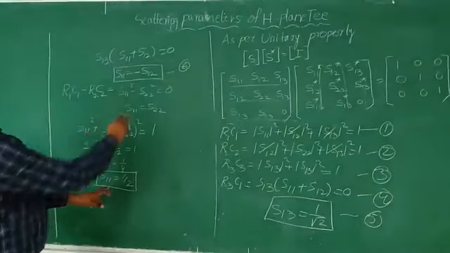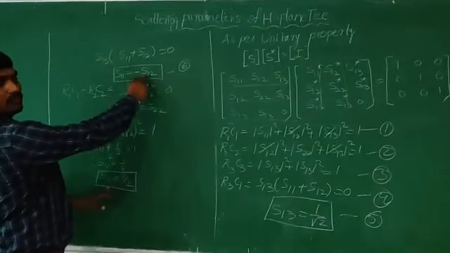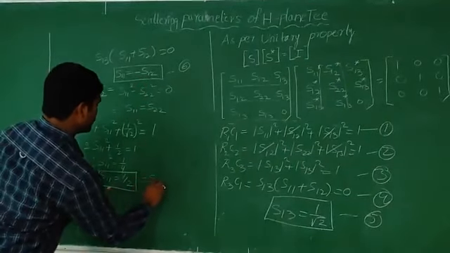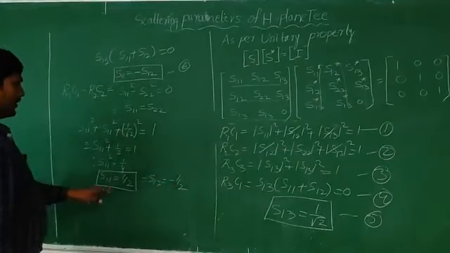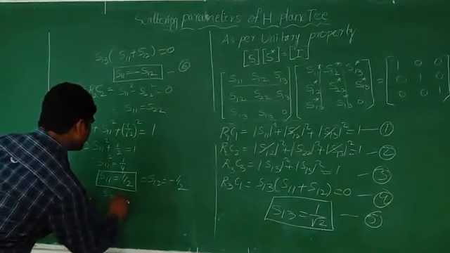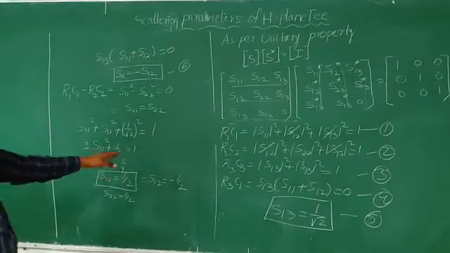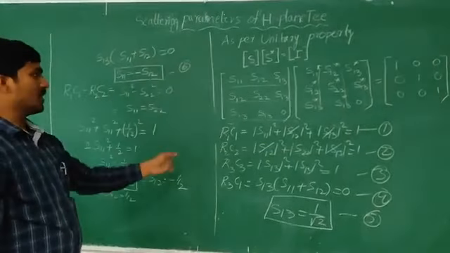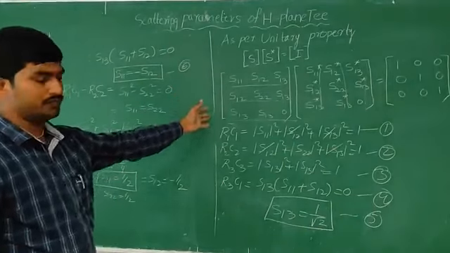By using this value we can substitute and we get S12. So S12 is equal to minus 1 by 2. Here the S22 value is equal to 1 by 2. Okay, we got all values. We are going to substitute these values into the symmetric scattering matrix.